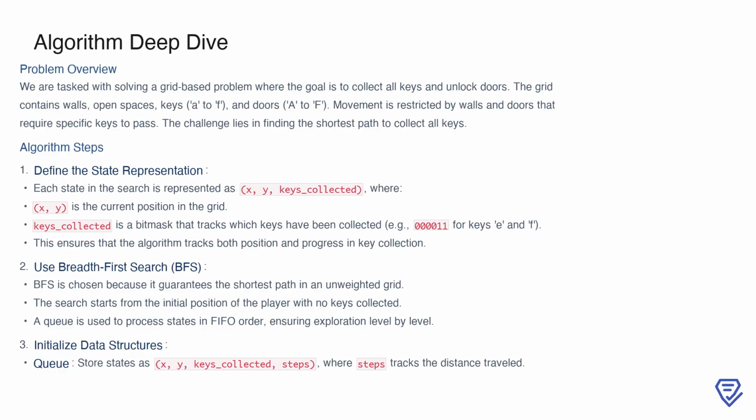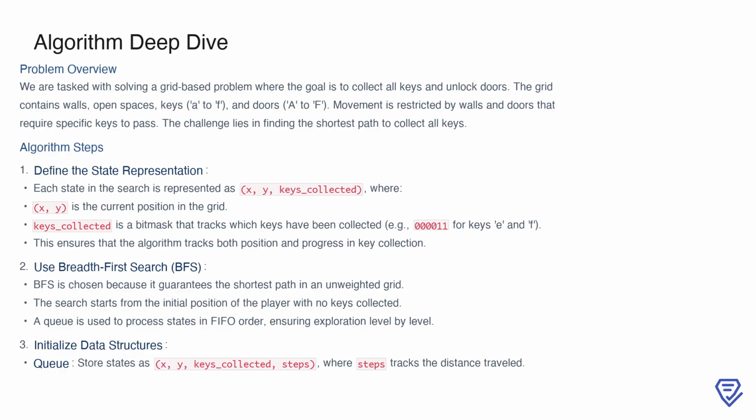In this problem, we are tasked with navigating a grid to collect all keys while unlocking doors. The grid consists of walls, open spaces, keys represented by lowercase letters from A to F, and doors represented by uppercase letters A to F. Walls block movement, and doors can only be passed if you have the corresponding key. The challenge is to determine the shortest path that allows you to collect all the keys.